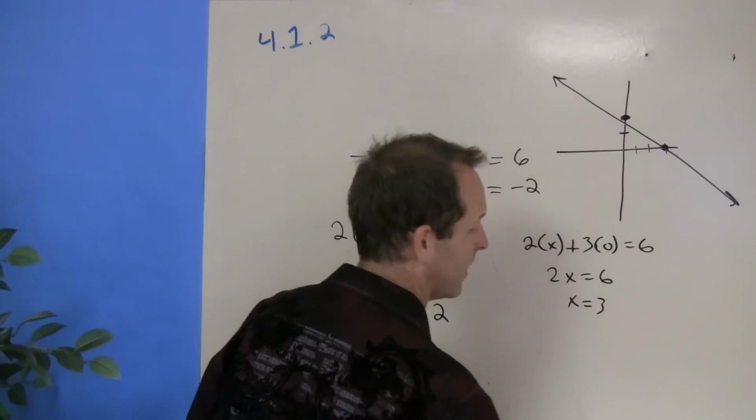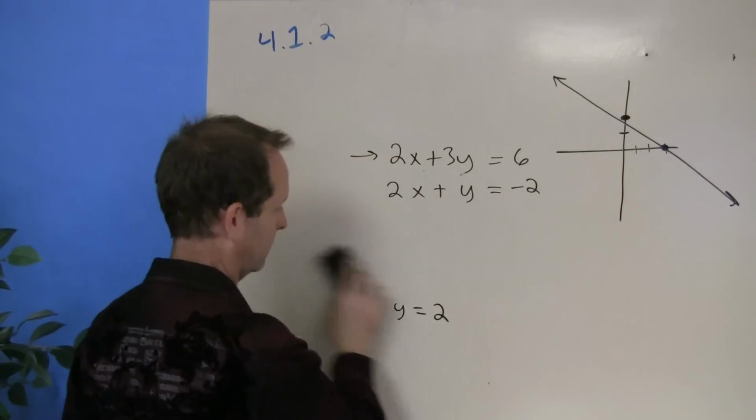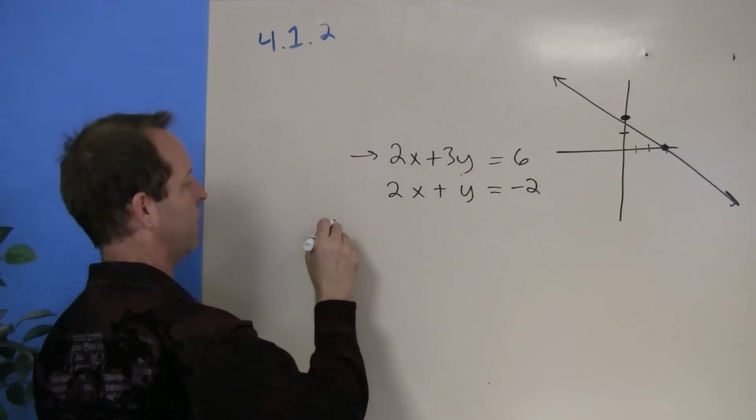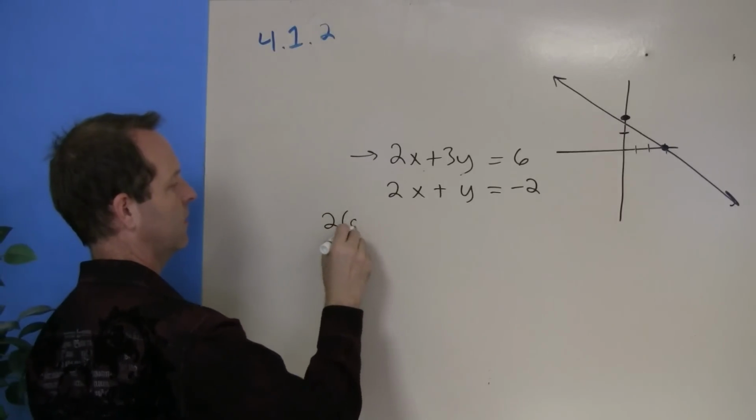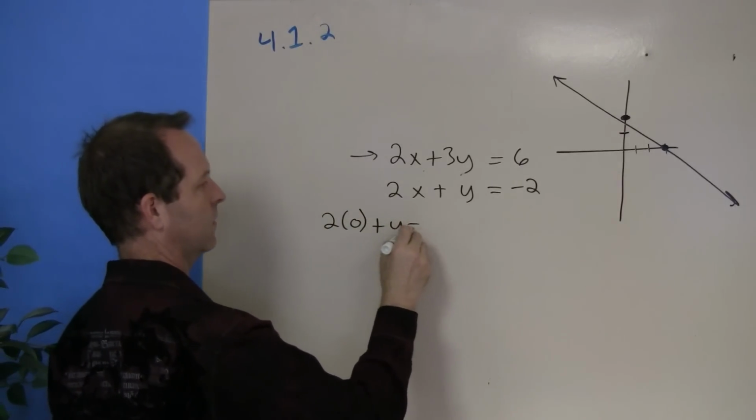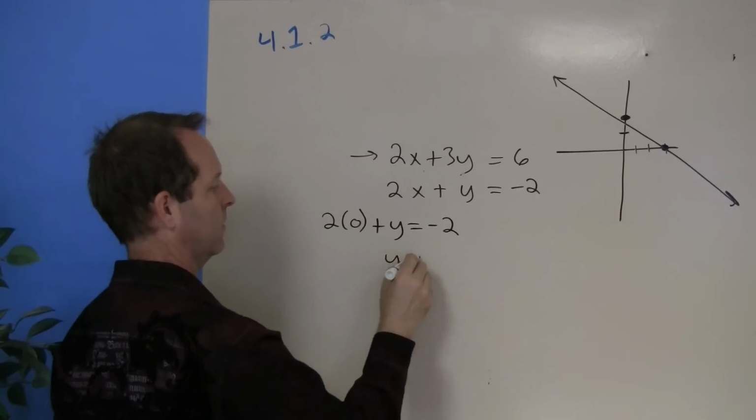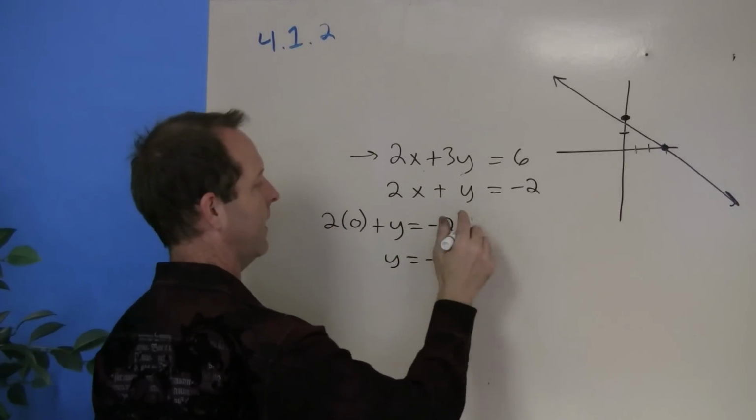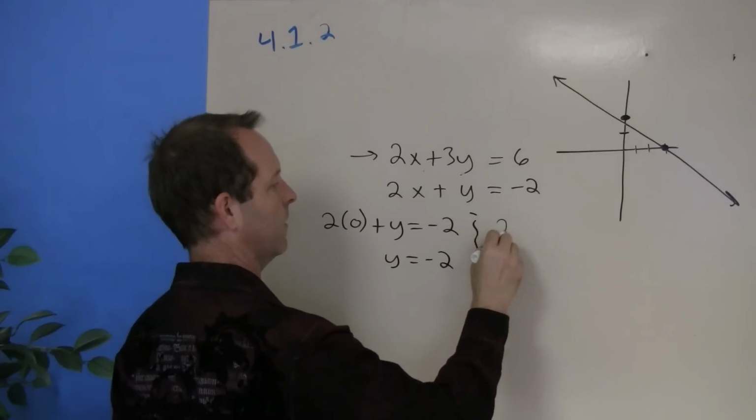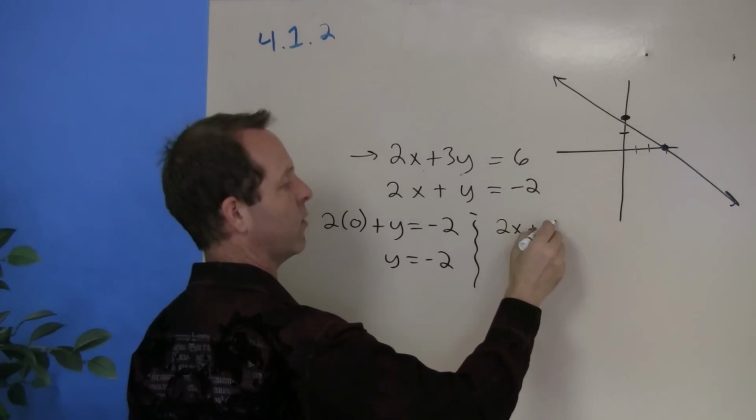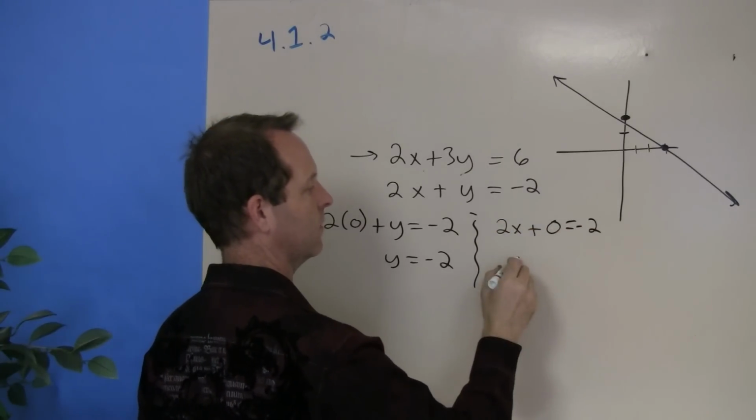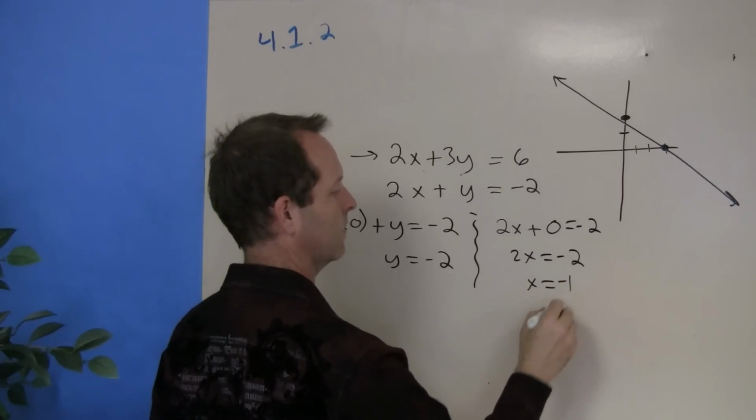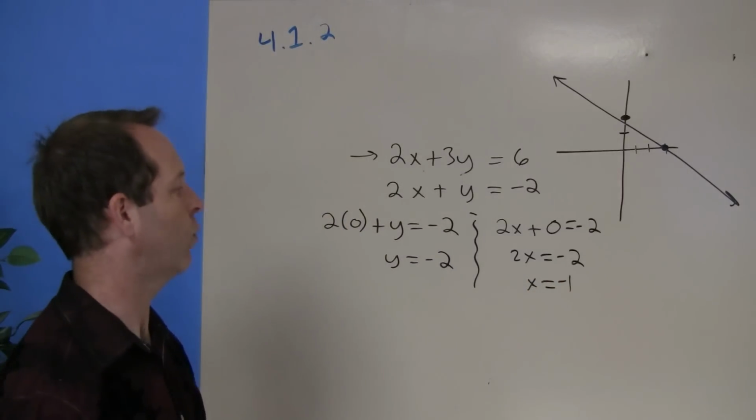Well, let's do the same thing with that second line. 2x plus y equals 2. Let's set the first one, the x, equal to 0. So y equals negative 2. And then 2x plus, let the y equal 0. And x equals negative 1.